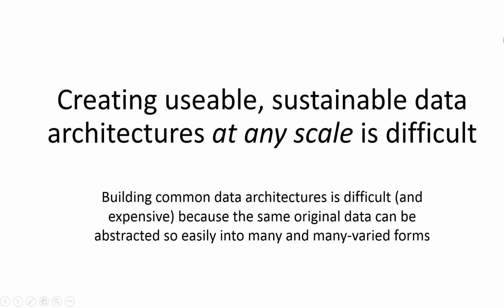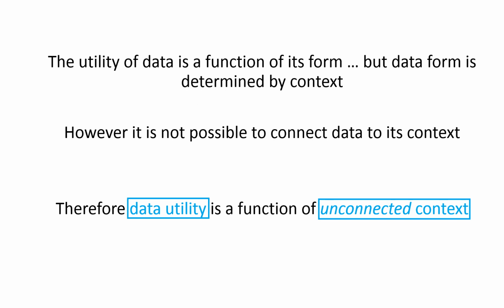Creating usable, sustainable data architectures at any scale is difficult. It is difficult and expensive because the same original data can be abstracted so easily into many and varied forms. The utility of data, as we know, is a function of its form, but data form is in turn determined by its context. However, it is not possible to connect data to its context currently, and therefore data utility is a function of unconnected context.